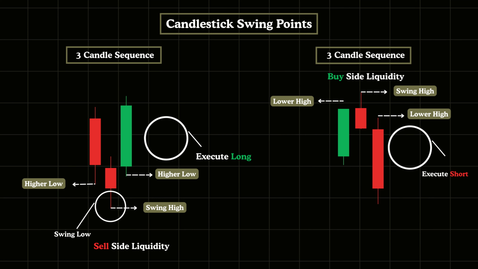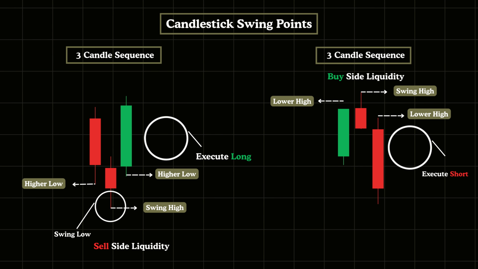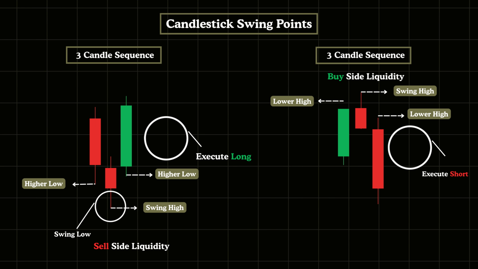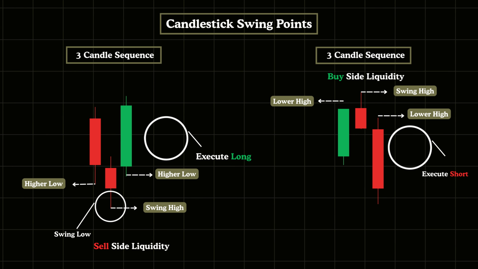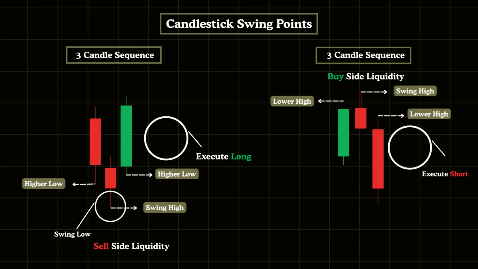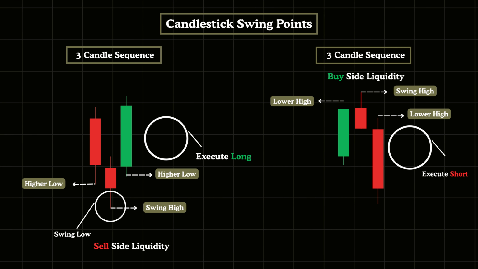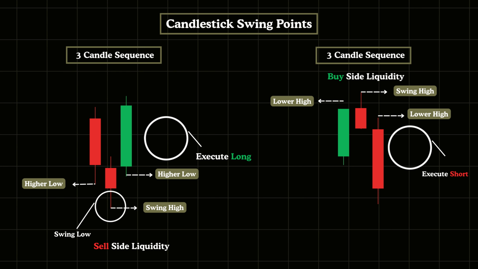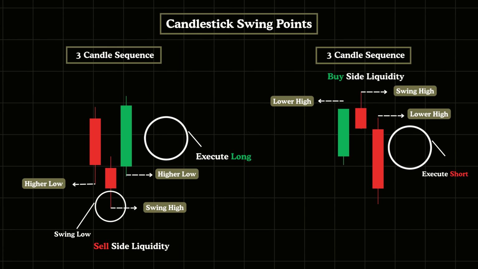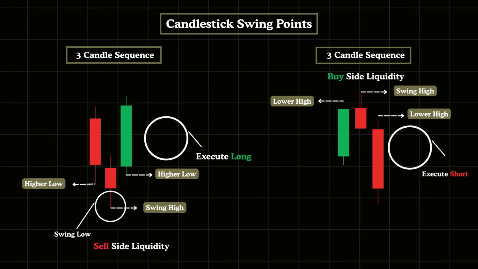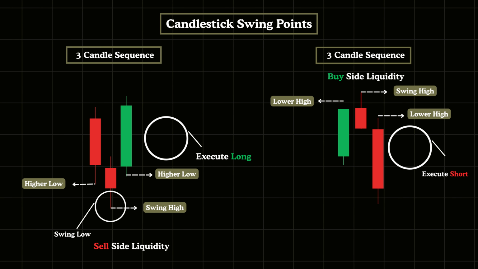Recognizing these levels is essential in mapping out market structure because smart money tends to drive the price beyond these zones to tap into those resting orders, allowing them to execute their large positions efficiently. Grasping this concept empowers traders to better anticipate price action and make more calculated decisions. Now let's move to the live chart and break down some real examples.